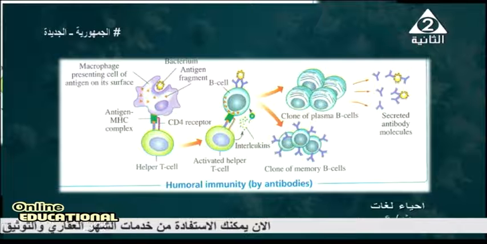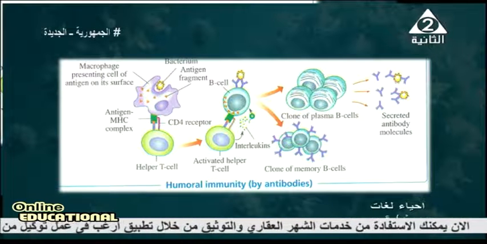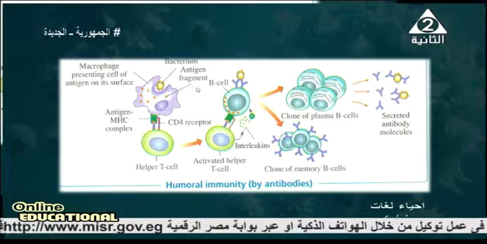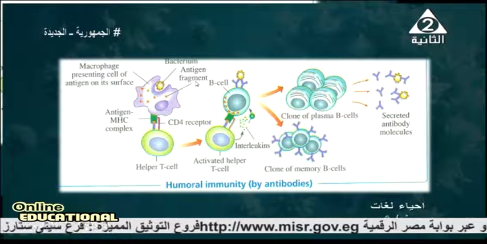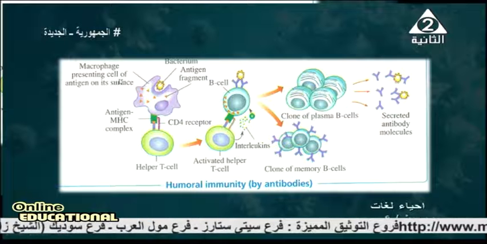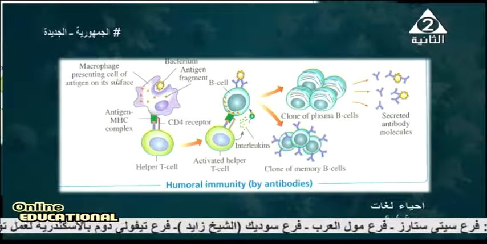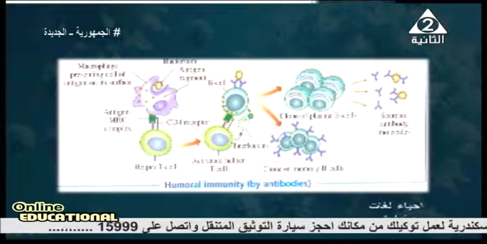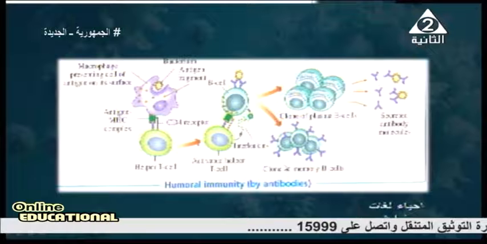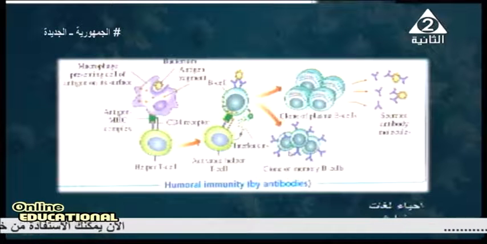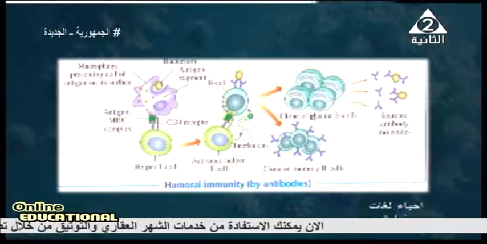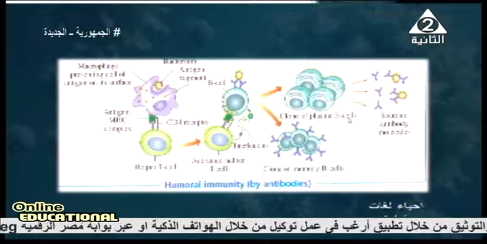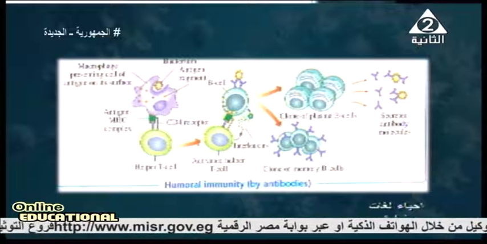This is what happens. You can see this is the bacteria, with its antigen fragments. The macrophage presents the antigen on its surface. After that, a clone of a large number of memory B cells and a clone of plasma cells form, which secrete antibody molecules to overcome the infection by this disease.